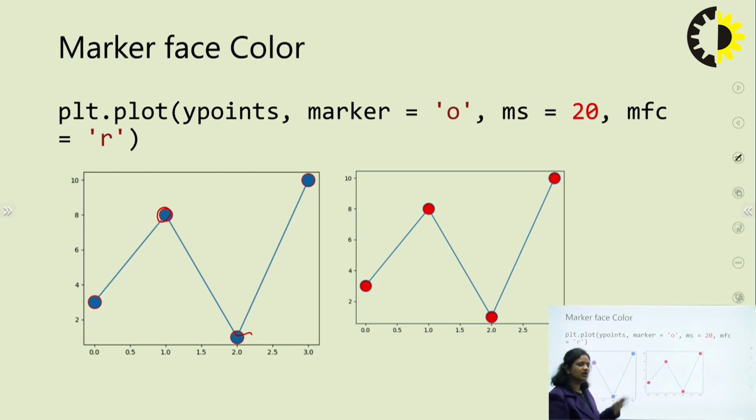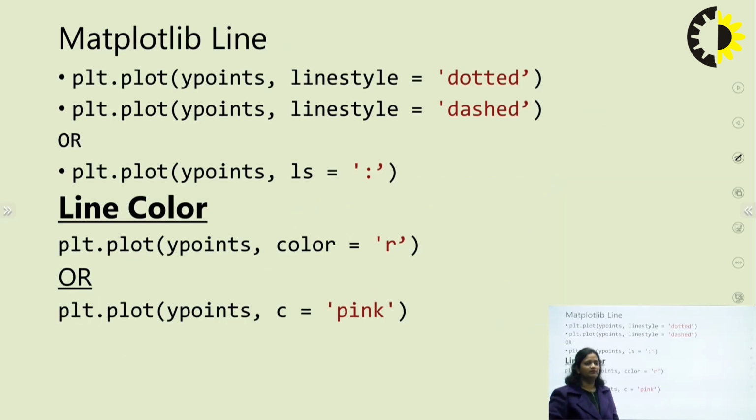If we want to change the marker face color, like the marker edge color, we use plt.plot, x points, marker is 'o' like a circle, marker size is 20, and MFC, the marker face color, which we set to red. So the marker face color in this is red. These are the features in the Matplotlib functions.